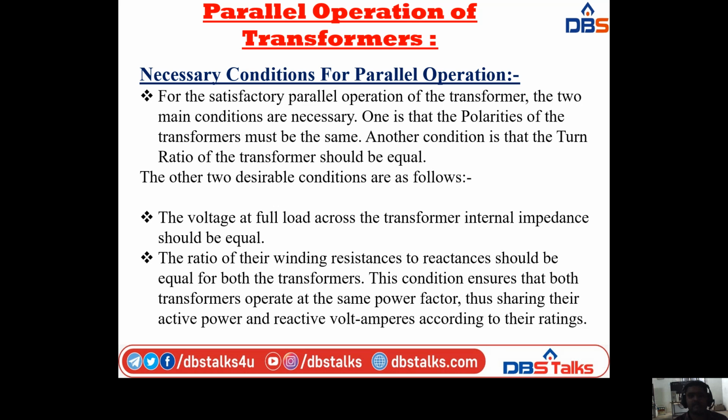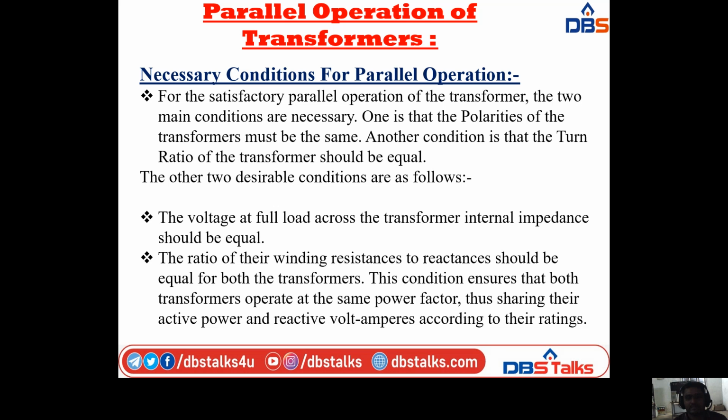Next, coming to the necessary conditions for parallel operation. For the satisfactory parallel operation of transformers, two main conditions are necessary. One is that the polarities of the transformers must be the same, that is, the terminals positive to positive, negative to negative, like that. Another condition is that the turns ratio of the transformers should be equal.